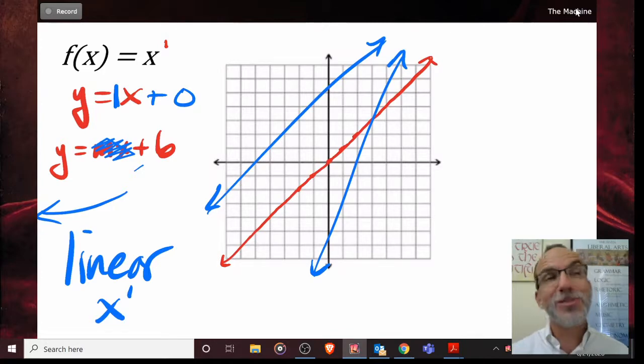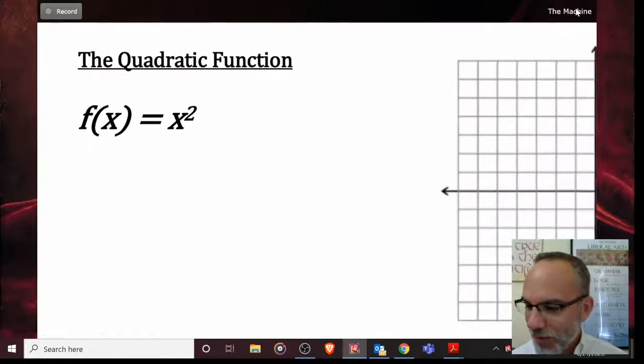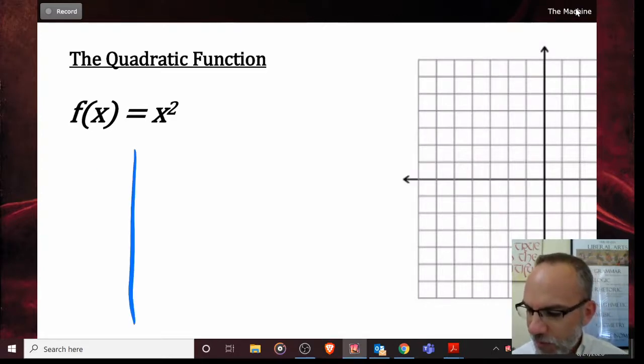So now let's go higher up one more. Let's do it to an exponent of 2. Okay, so here we go. This is the quadratic function. y is equal to x squared, the simplest one. And so let's do a table of values here, and then we'll plot some points. And then we'll see what the graph of this thing looks like.